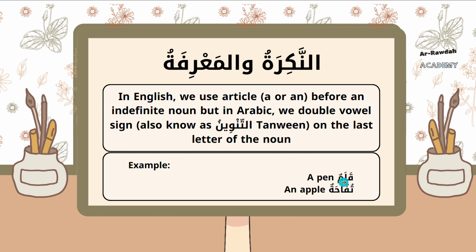So we have qalamun, a pen, tuffahatun, an apple. This word has a double vowel sign on the last letter. That is how we express an indefinite noun in Arabic language. We have qalamun, tuffahatun, a pen and an apple.